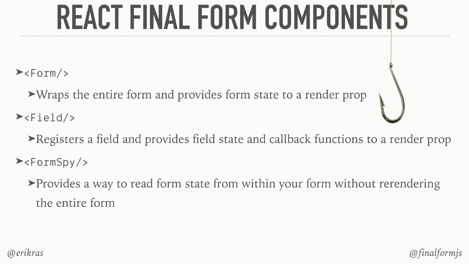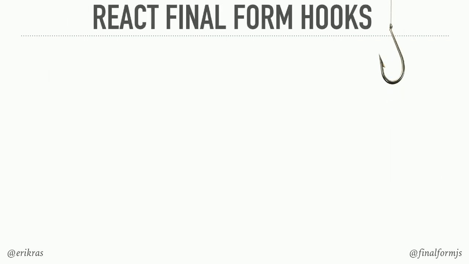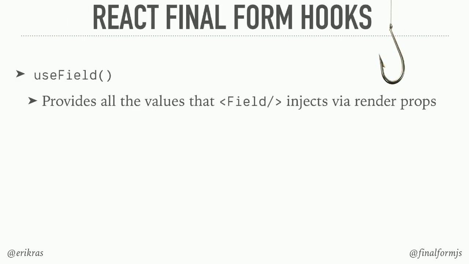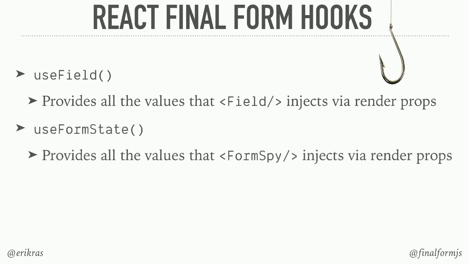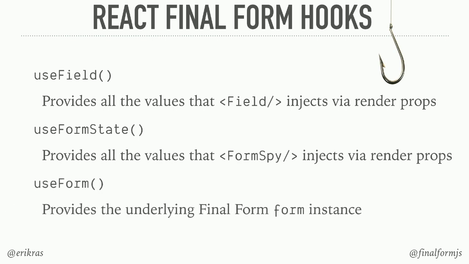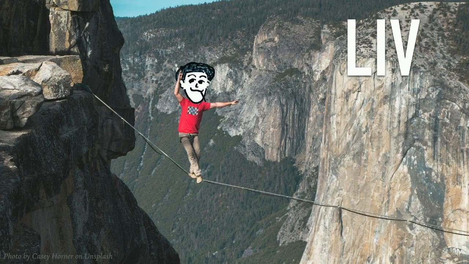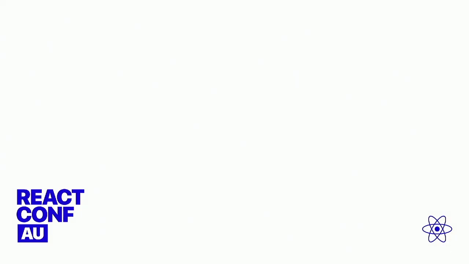And of course, the title of this talk is Modern Form Development. So we've got some hooks too. ReactFinalForm was one of the first libraries to have hook support. And with hooks, we've got useField, which basically transforms any of your components into a field with all of the benefits of render control that the Field component has. And useFormState, which lets you subscribe to any bit of form state in any component. And useForm, which allows access to the underlying FinalForm instance. So let's see what this looks like in action and try some live coding.